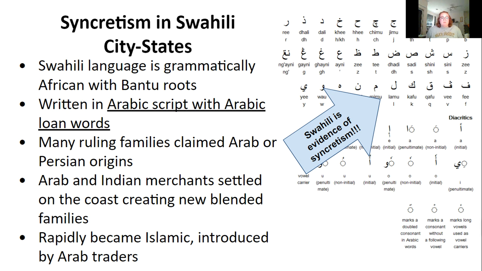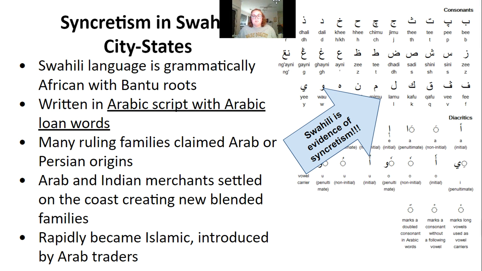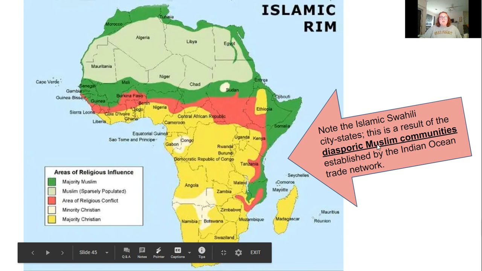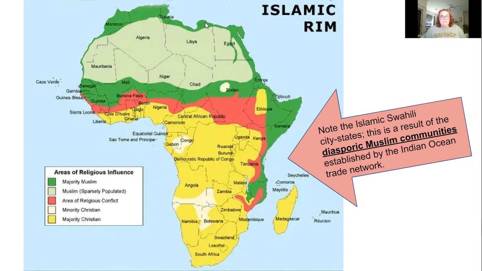So many ruling families claimed Arab or Persian origins. And the Arab and Indian merchants also settled in this coast area and became blended into the community and with many of these families. So they became rapidly Islamic and were introduced to Islam by Arab traders. So you can see here that the language is very similar to that of Arabic.